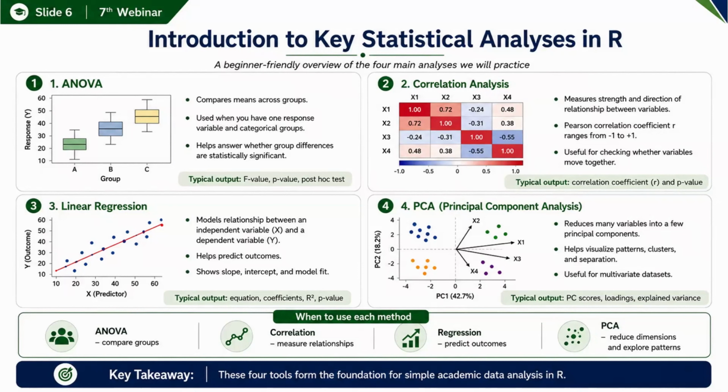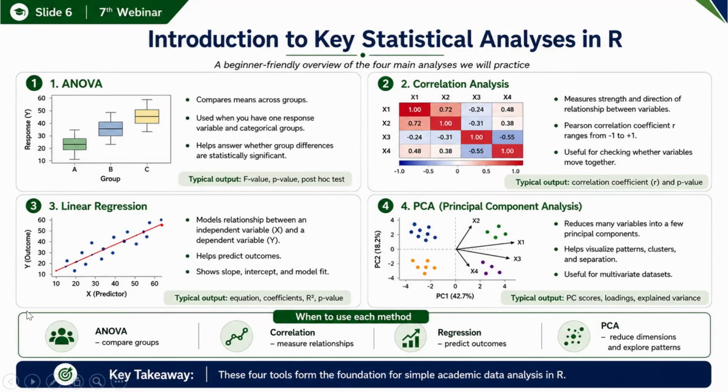Pearson correlation coefficient R ranges from -1, which is no correlation between 2 groups, to +1, strong correlation. It is useful for checking whether variables move together. Typical output is correlation coefficient R and also P value, just as in ANOVA.